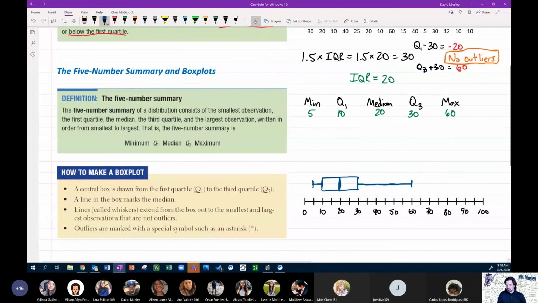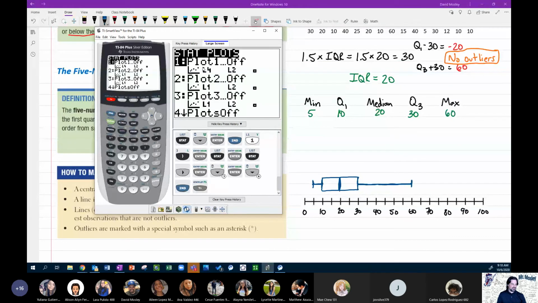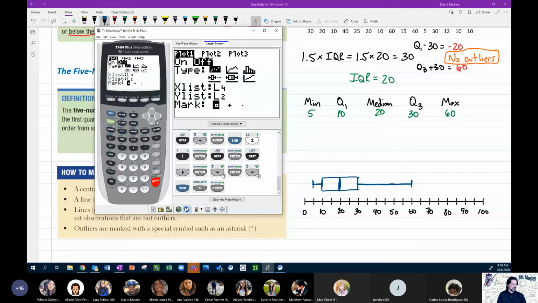Great. And we can make a box plot using our calculator. If I go to stat plot, which is right above y equals, I'm going to go in this first section and work with plot 1. I'm going to turn it on so it shows up on my graph. I need to turn on my box plot. I'm going to turn this one on because the one that we're flashing on here will show outliers.